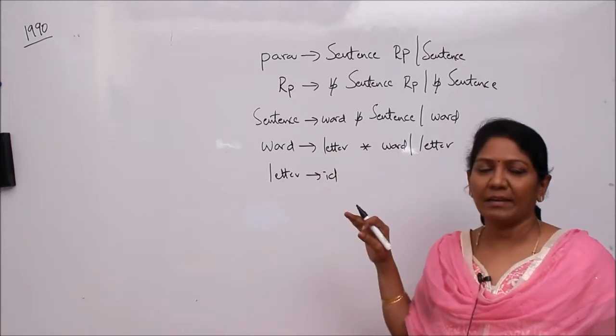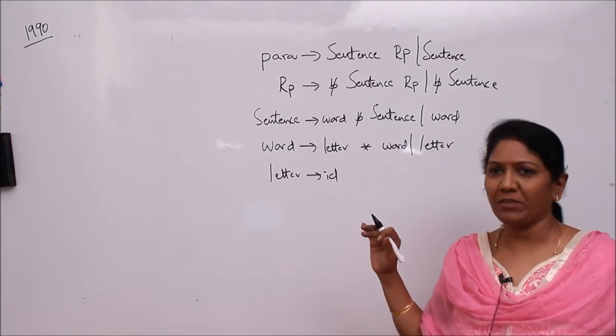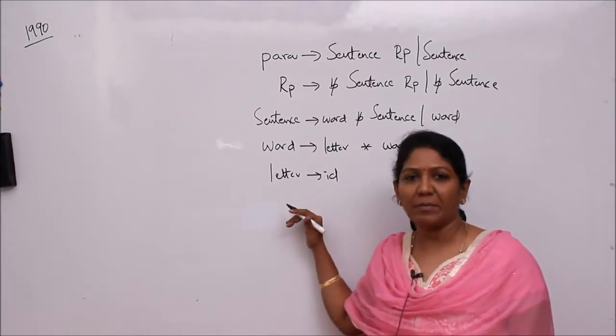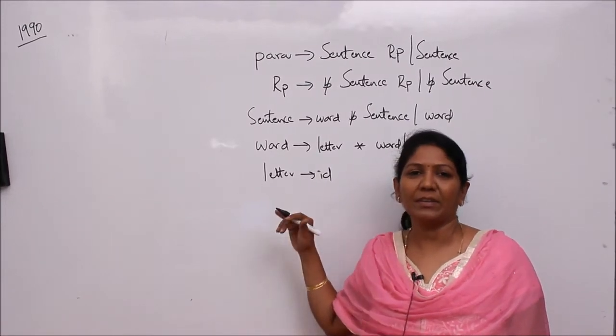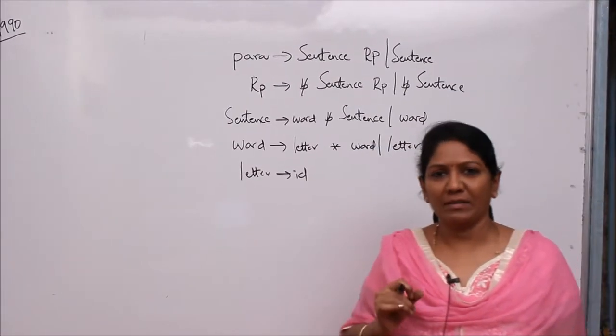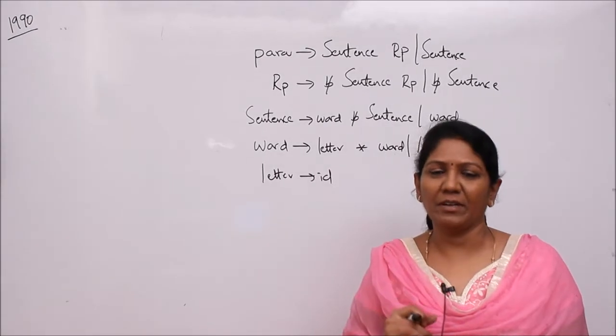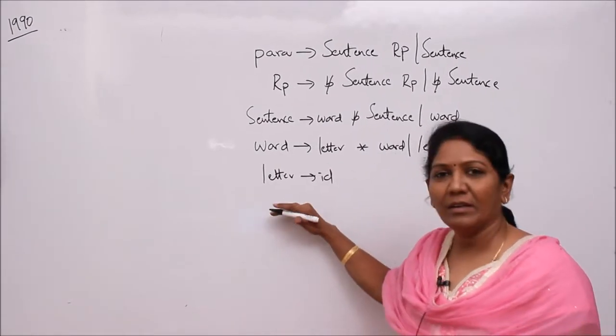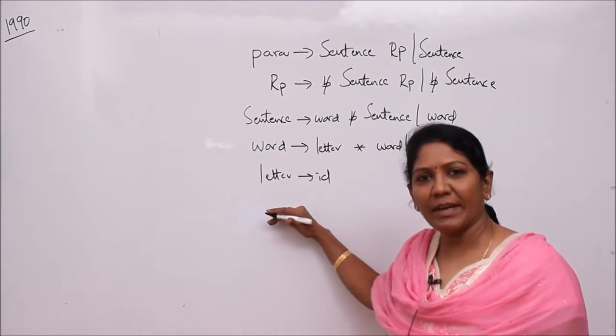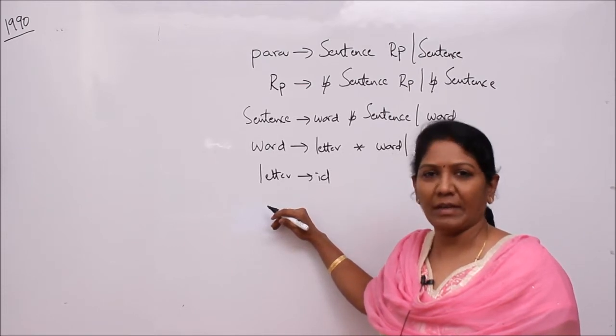So this was asked in 1990. There are two parts of the question. First part is convert this grammar into operator grammar. After that, construct the parsing table, precedence relation table. So let us first look at how to convert this given grammar into operator grammar.